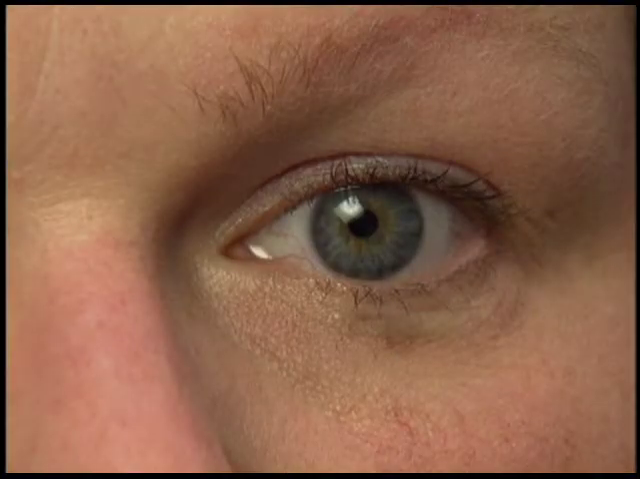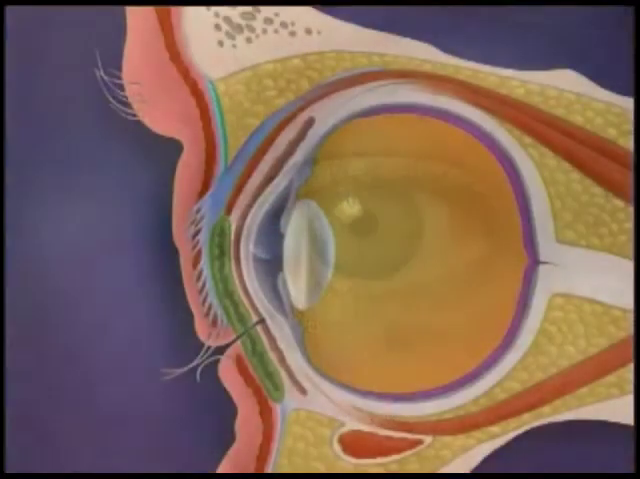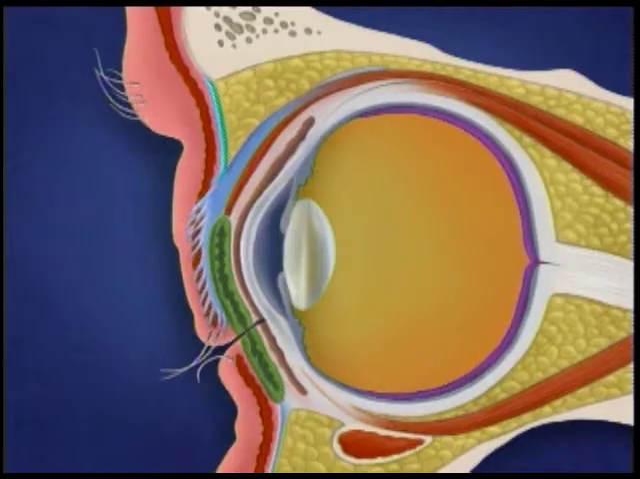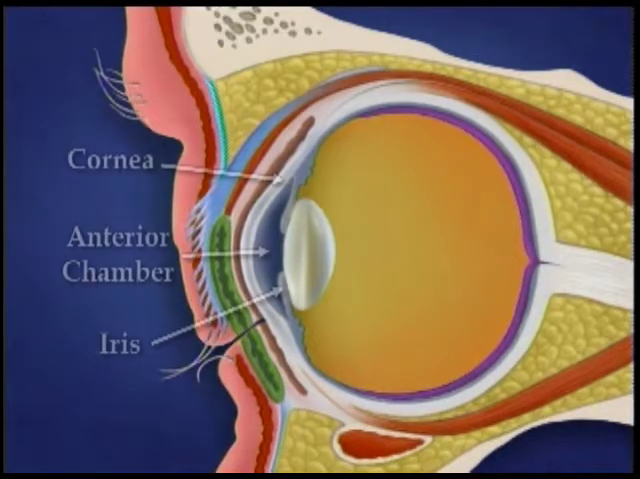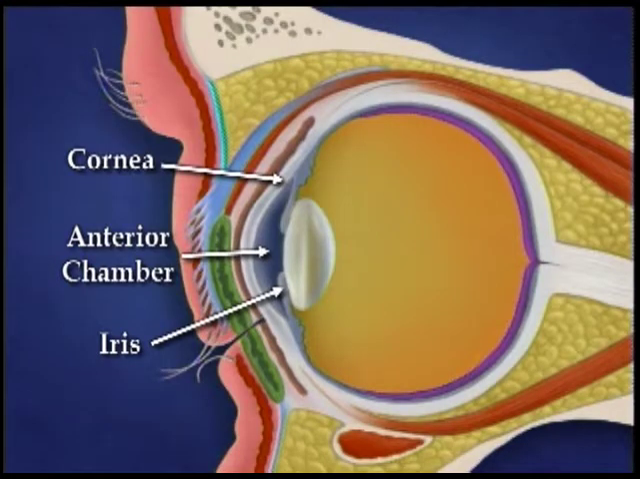The eyelids offer protection to the eye. The lower eyelid is normally positioned at the limbus, the site where the sclera and cornea merge, while the upper lid is typically a millimeter below the upper limbus. Let's look at the eye in cross-section now. The space between the cornea and iris is the anterior chamber, which is filled with aqueous humor, the clear fluid which circulates throughout the front of the eye.